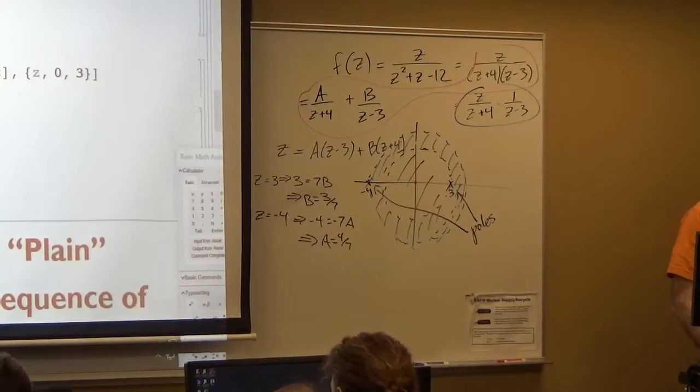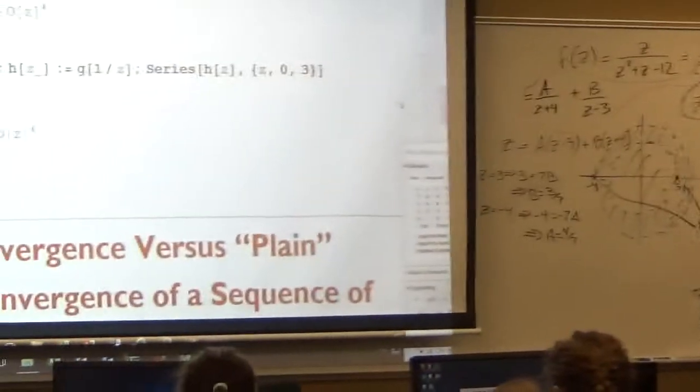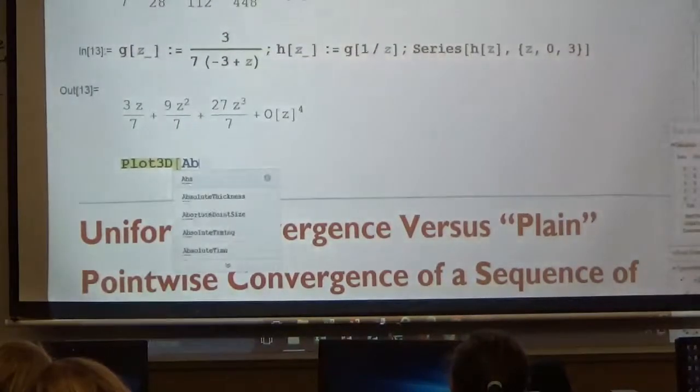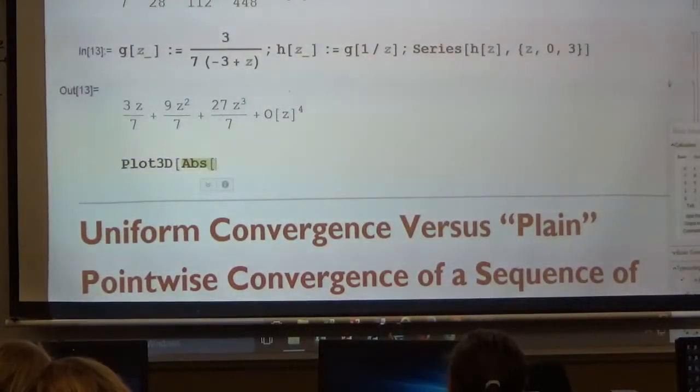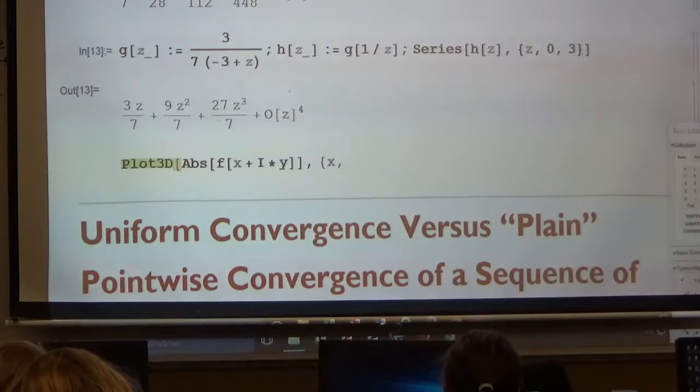So I can use Plot3D. In Mathematica, modulus is absolute value, Abs. The original function is what I'm doing here. I'm plugging in my arbitrary complex function as a function of the real part x and the imaginary part y. I'm going to type in x plus I times y. Go from -5 to 5.